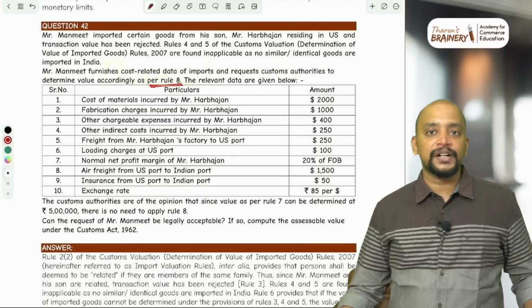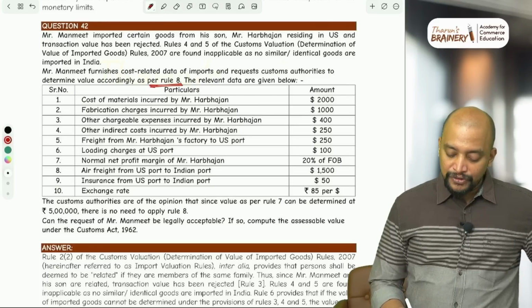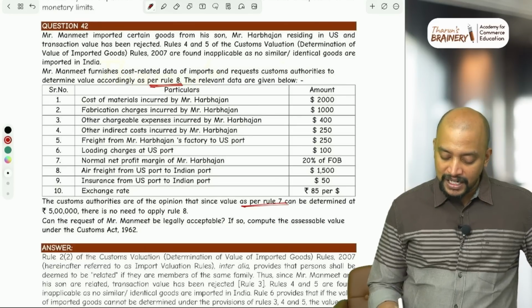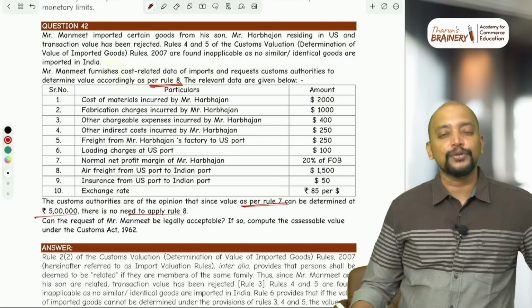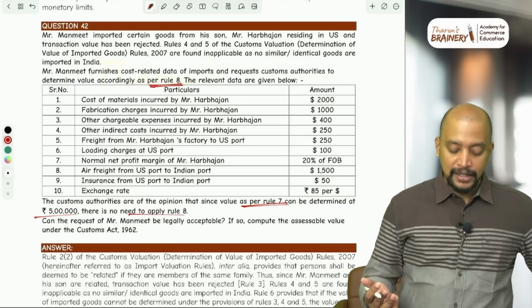That is customs computed value. The relevant data is given below. And customs authorities are of the opinion that since the value as per Rule 7 can be determined at 5 lakhs, there is no need to apply Rule 8. So depends. So we can decide between Rule 7 deductive value or Rule 8 computed value.